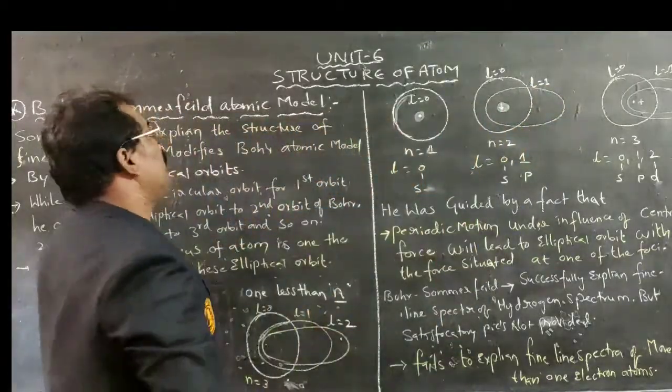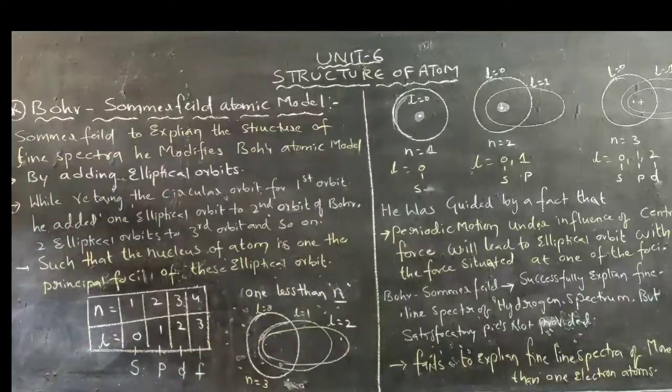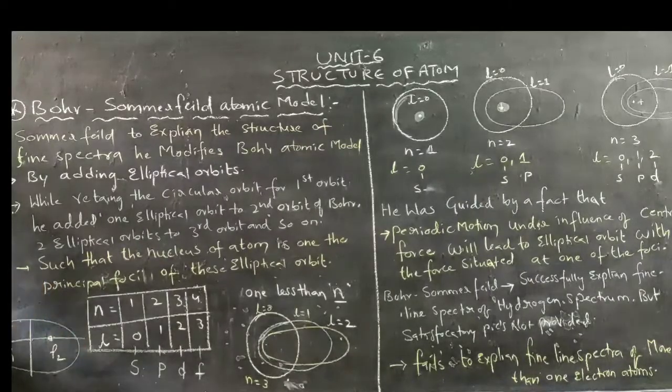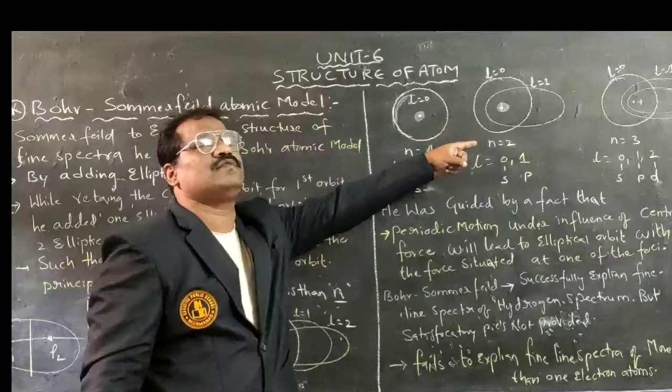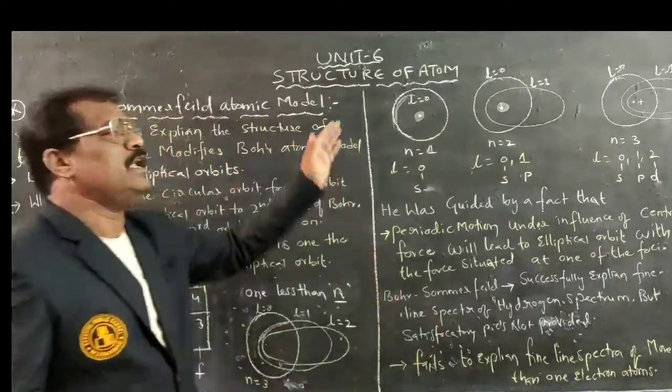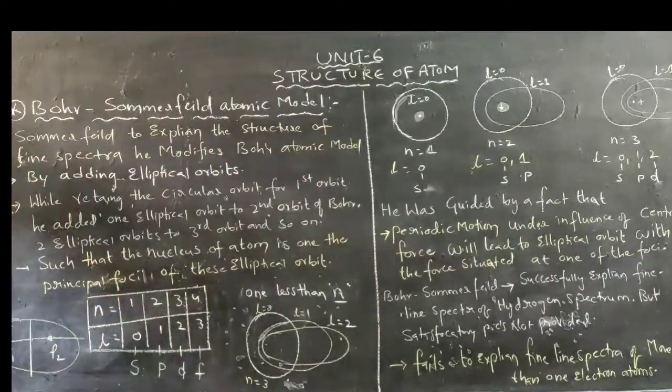orbit. An ellipse consists of 2 things. If I draw this, this is an ellipse. One is the major axis, another one is the minor axis. One focus will be there as well as another focus will be there. On one of which foci does he consider something, but what? The nucleus of the central atom is existing. He added it in a particular way.